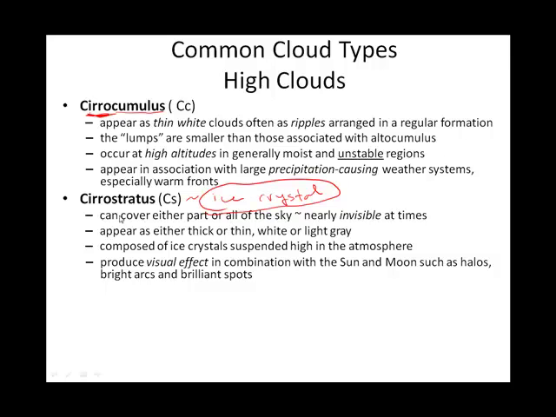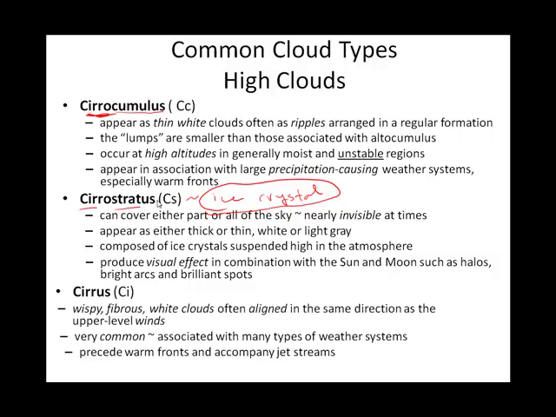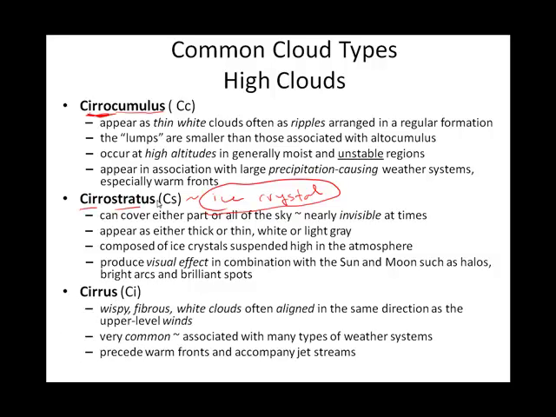Cirrostratus, cirro meaning high, stratus meaning layered. And then the highest of the three high-level clouds would be the cirrus clouds. Cirrus is a type of stratus cloud. These are the ones that look like mare's tails. They look like horse tails. They're wispy.